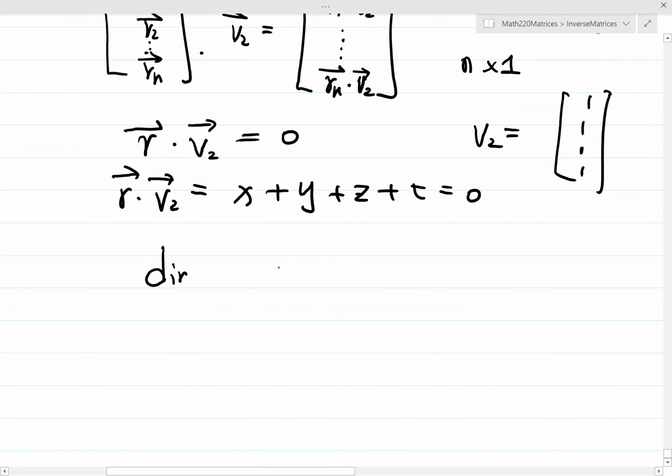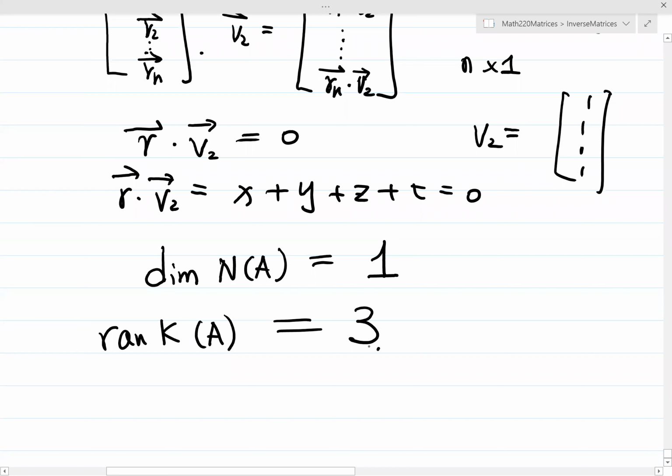The dimension of the null space is actually 1, because it's a span of a line through the origin. Okay, null space dimension 1. So the number of columns of A is 4. So the rank of A should be 3. Okay, rank A should be 3.